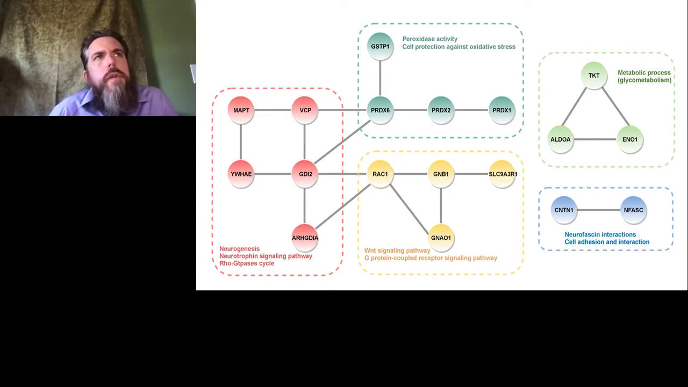So some of these processes would include cellular protections against oxidative stress. Neurogenesis was one of the big ones. So, of course, the flip side to neurogenesis would be senescence of the neurons. We saw several signaling pathways that were differentially regulated in the Alzheimer's disease brain. Also, glycometabolism, which we found quite interesting, and then even interactions between cells.